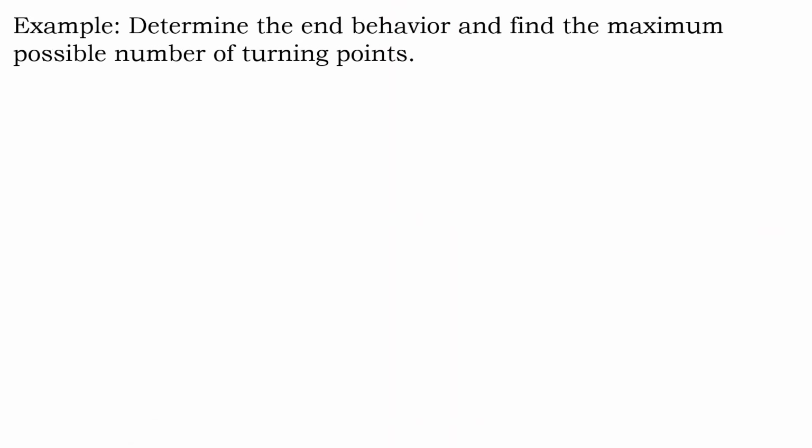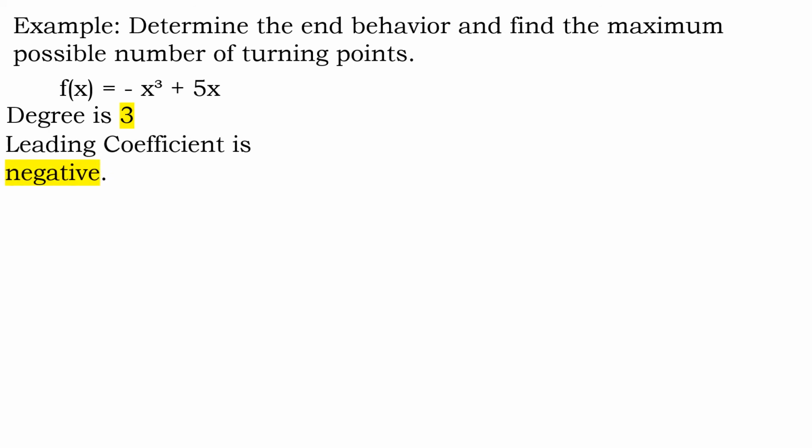Next. Determine the end behavior and find the maximum possible number of turning points. Given f of x equals negative x cubed plus 5x. What is the degree of the given polynomial? So the highest exponent is 3, so the degree is 3. And the leading coefficient is negative 1. So the degree is 3. The leading coefficient is negative.